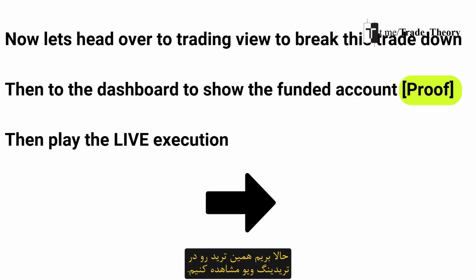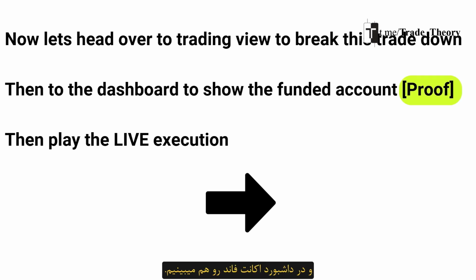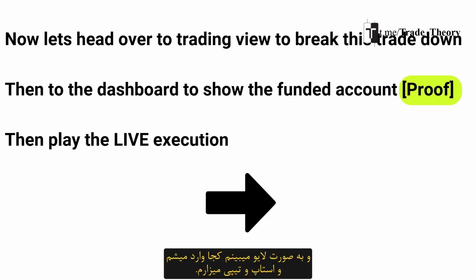Now, let's go ahead. I'm going to head over into TradingView, and we're going to break this exact trade down, and then we're going to go into the dashboard to show the funded account for proof. And then I will play the live execution of me actually entering the market, placing my stops, putting my TPs, and see how the full trade played out.